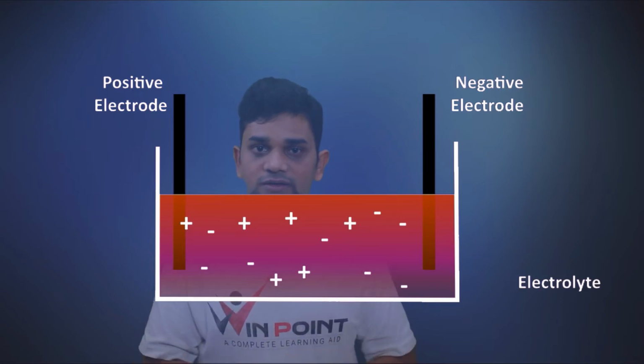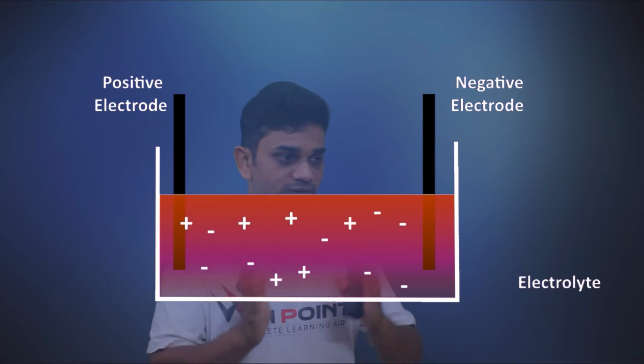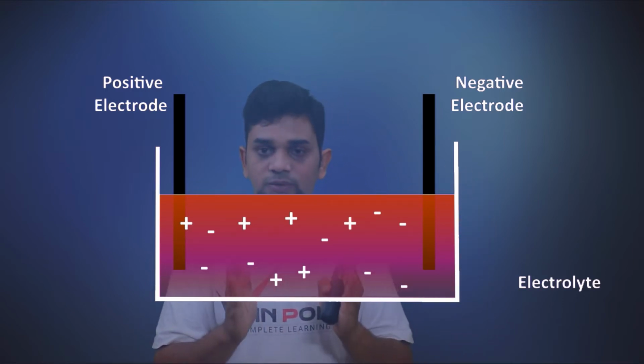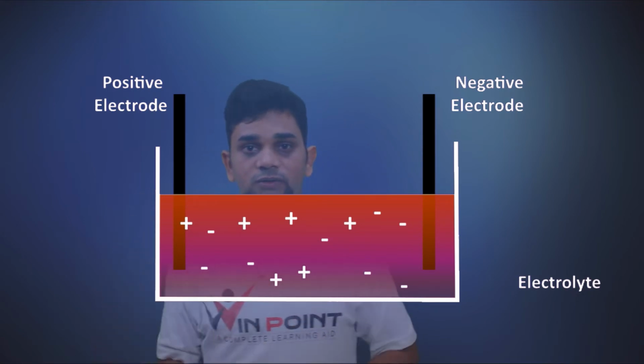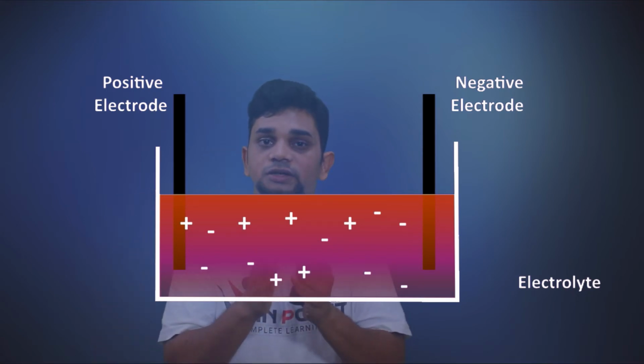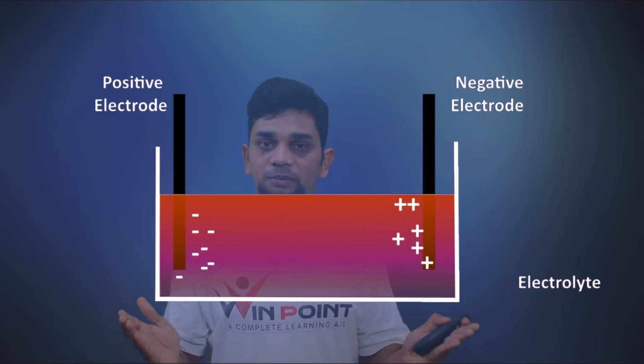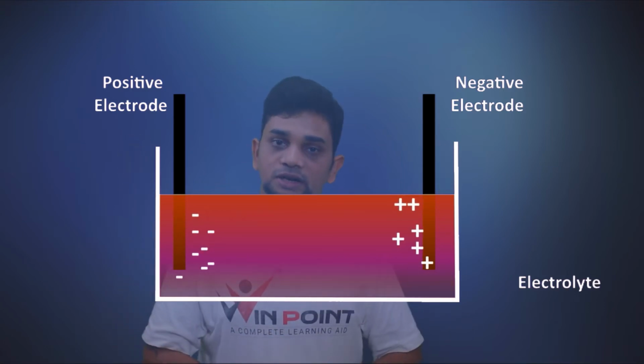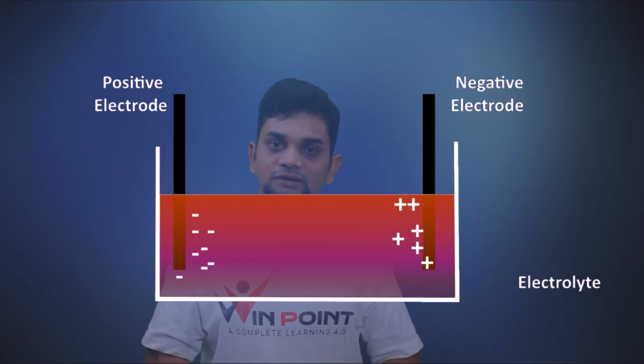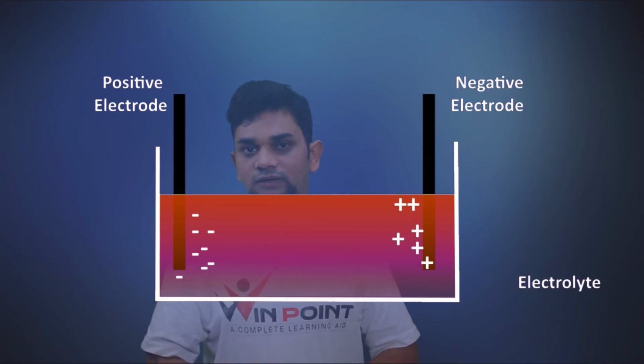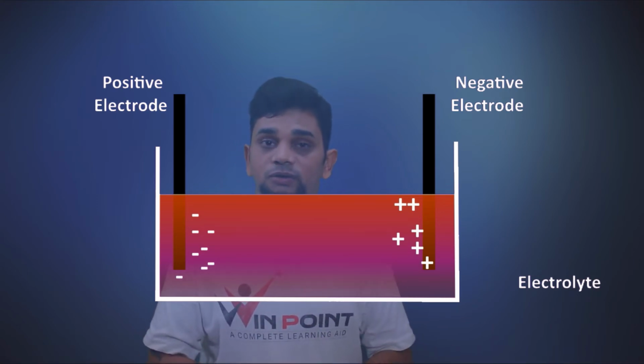What is going to happen here? The positive ions are going to move towards the negative electrode and the negative ions are going to move towards the positive electrode. Let's see that there will be a separation of ions. The ions are separating because of the oppositely charged electrodes. This process is known as electrolysis. So electrolysis is the separation of charges because of electricity.